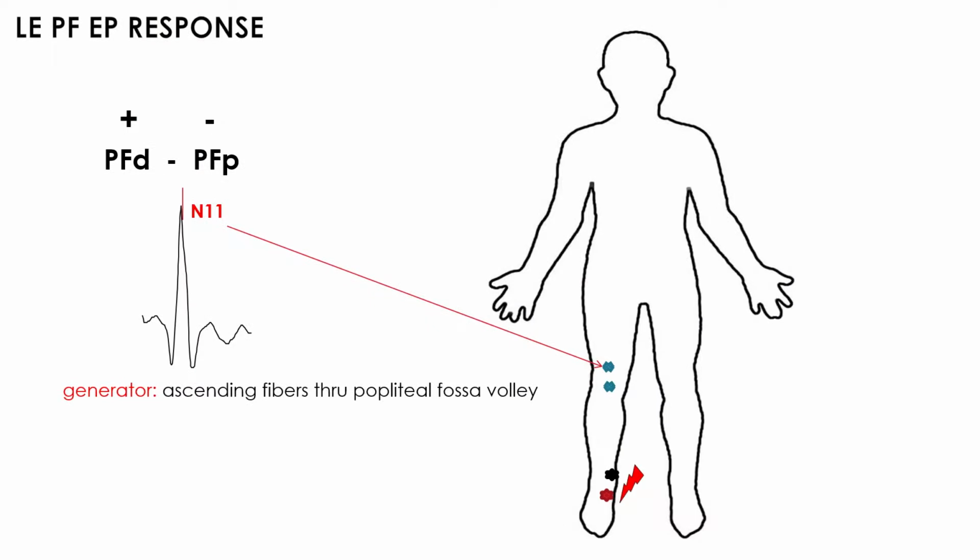Here's what the popliteal fossa response looks like. It's generated by ascending fibers through the popliteal fossa valley. We stimulate at the ankle, and right there we record. These are placed on the back of the knee. It's generated by the proximal electrode referenced to the distal electrode.